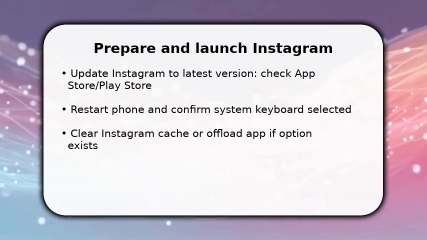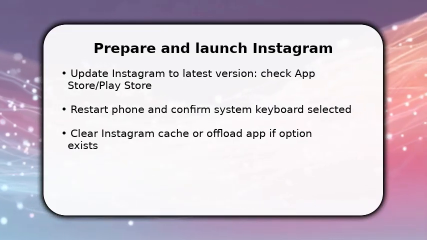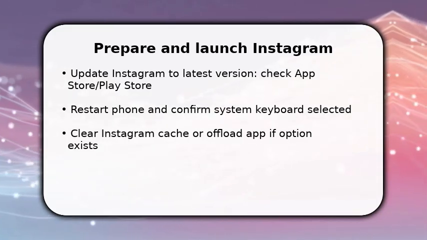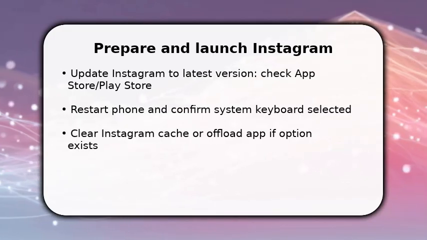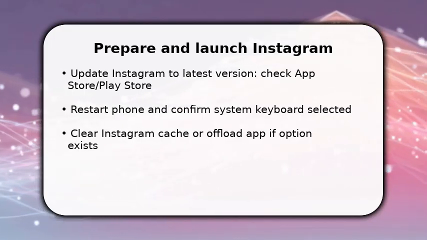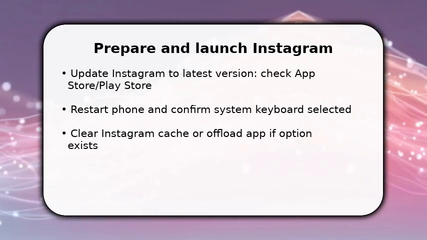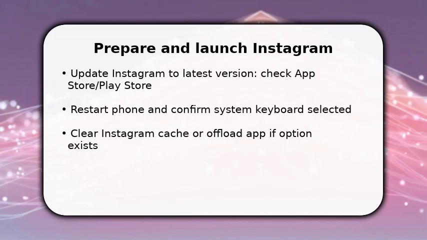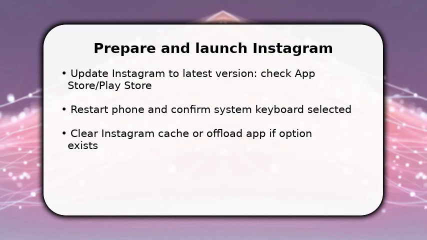You'll start by updating and preparing the phone so the fix applies cleanly. Open the App Store or Play Store and install Instagram updates. Once done, restart the device so system changes load. Make sure the keyboard you want to use is enabled in settings and set as the active keyboard. If Instagram has a cache clear or offload option, use it now to remove corrupt temporary data. These steps remove common blockers and prime the app for the next actions.